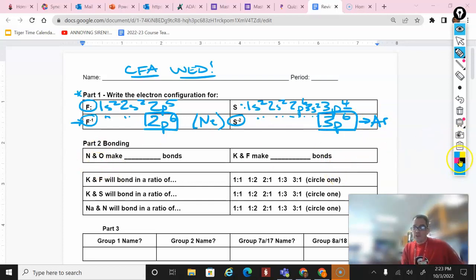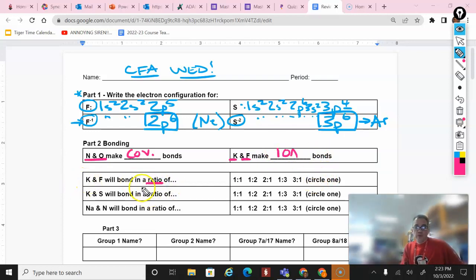All right, change colors. Part 2, N and O. These are both nonmetals, so they make covalent bonds. Potassium and fluorine, that's a metal and a nonmetal. They make ionic bonds. That's kind of what we're looking for there.